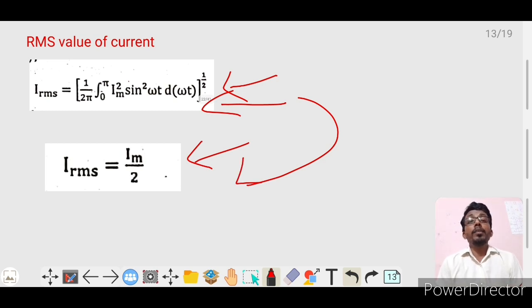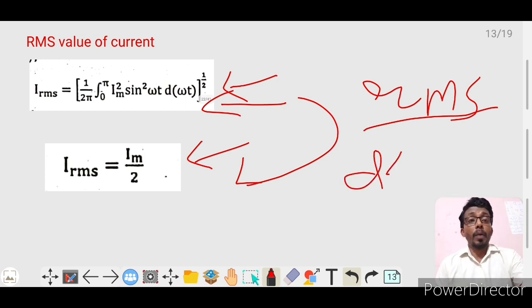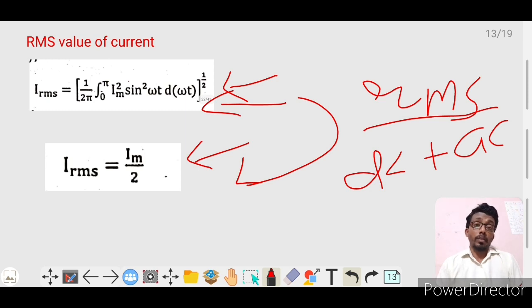So now, why are we using this I_RMS value? This is very important. This I_RMS value is nothing but the RMS value due to the input signal. It contains the DC part as well as the AC part. So it has both components, the DC component as well as the AC component. This is the value we have got, I_RMS equals Im by 2.